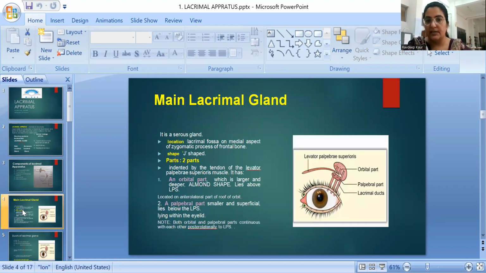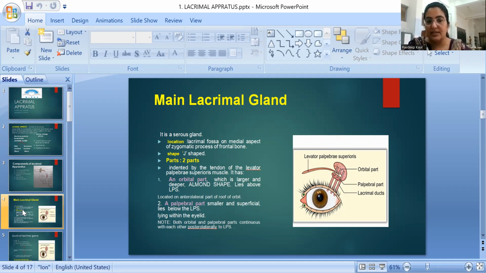Then we have the main lacrimal gland. First is its location. It lies in the lacrimal fossa on the medial aspect of the zygomatic process of the frontal bone. Its shape is J-shaped. It has two parts. The main lacrimal gland is divided into two parts by a muscle called levator palpebrae superioris. From the diagram, it is very clear that the levator palpebrae superioris indents the gland and divides it into two parts, the orbital part and the palpebral part.